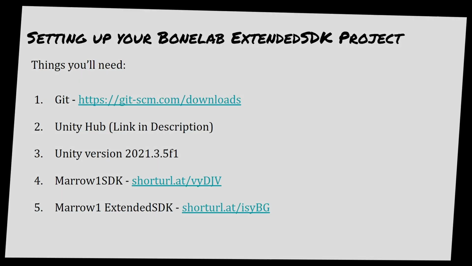To set up your Bonelab extended SDK project, there's a couple of things you're going to need. First of all, you're going to need the program Git. You can get it from this link here. I'll have it in the description of the video. You're going to need Unity Hub, which I'll also have a link in the description for. You're going to need Unity version 2021.3.5F1 specifically. That's what Bonelab uses. Then you're going to need the MarrowSDK, and then you're also going to need the extended SDK, which you can get at that short link, or I'll have a link in the description as well.